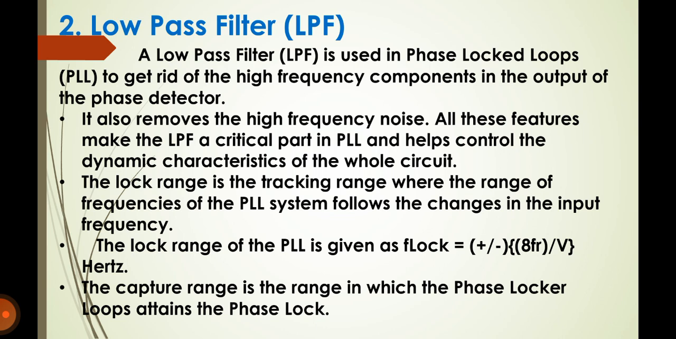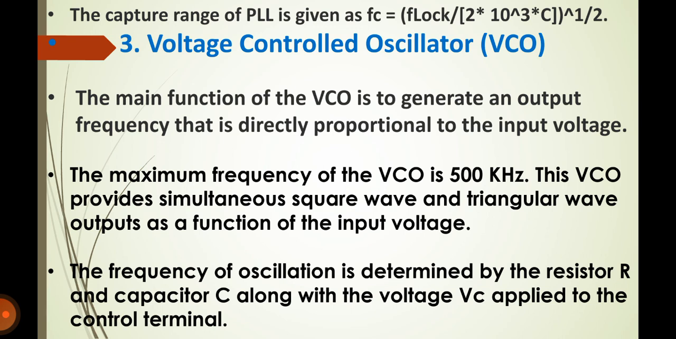And also there are two types of ranges, that is lock range and capture range. The lock range is the tracking range, the range of frequencies over which the phase lock system follows the changes in input frequency. The lock range of the PLL is given as plus or minus 8 FR by V, whereas the capture range is the range in which the phase locked loop attains phase lock, and it is given as FC equal to F lock divided by square root of 2 into 10 power 3 into C.